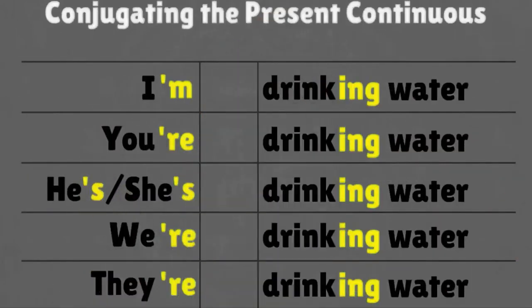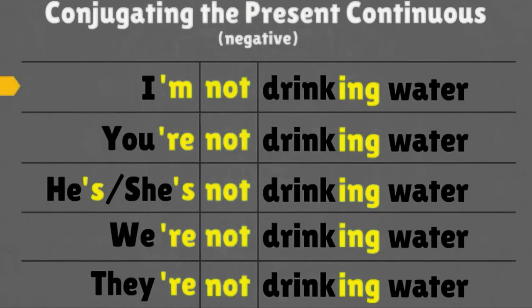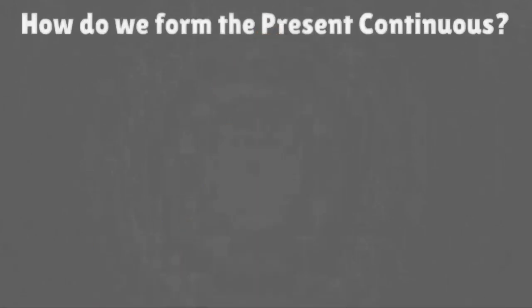Conjugating the present continuous. Negative. I'm not drinking water. You're not drinking water. He's not drinking water. She's not drinking water. We're not drinking water. They're not drinking water.